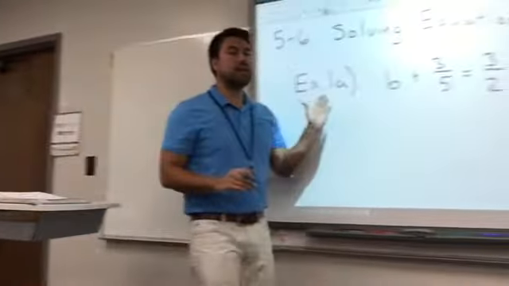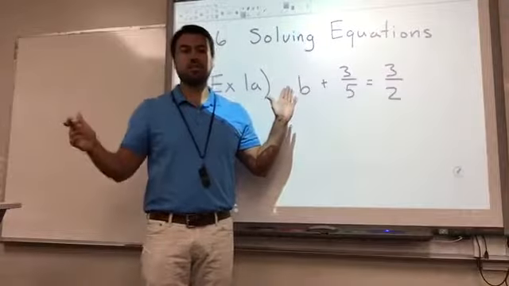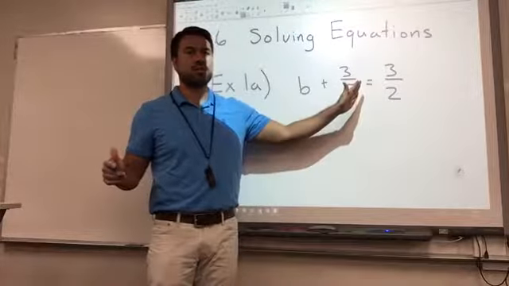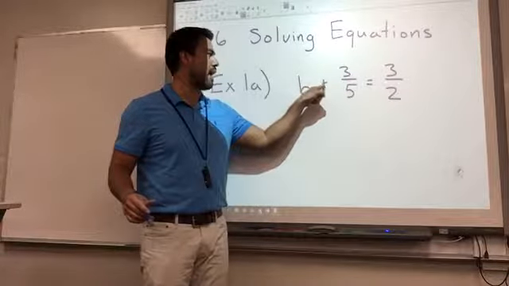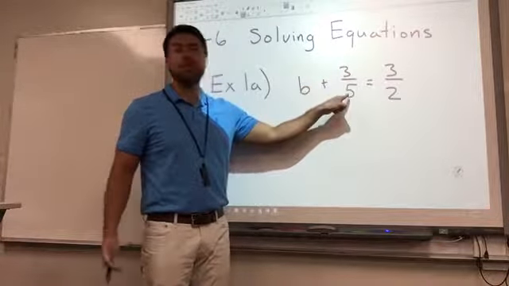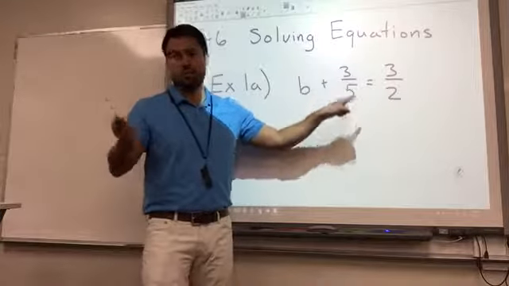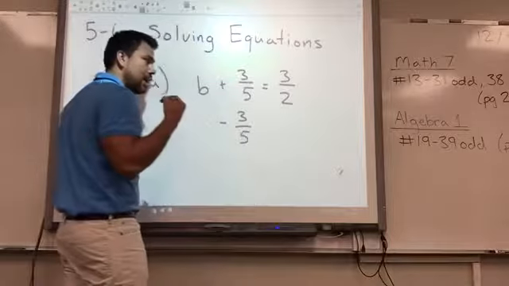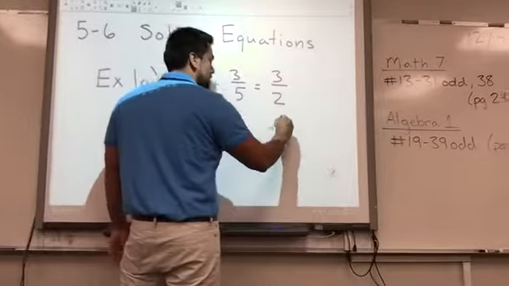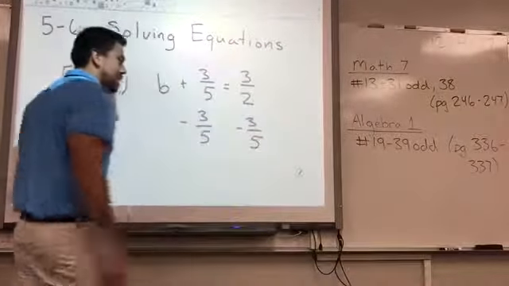So this is how you, and this is a review. I hope this isn't new. We did this with integers. But what's happening with B? It's being added with. So what undoes that? Subtraction. So I'm going to subtract 3/5 from B on both sides. Keep it balanced.